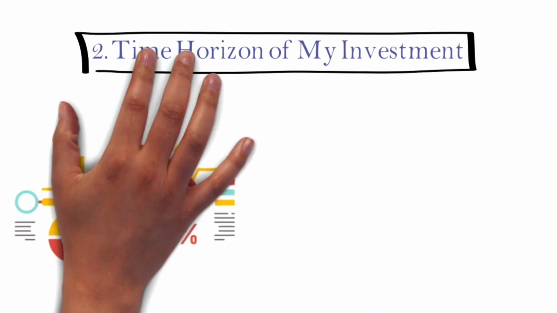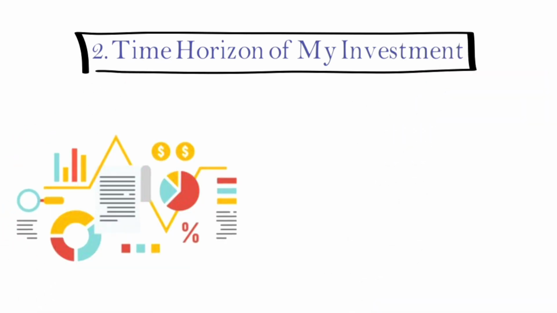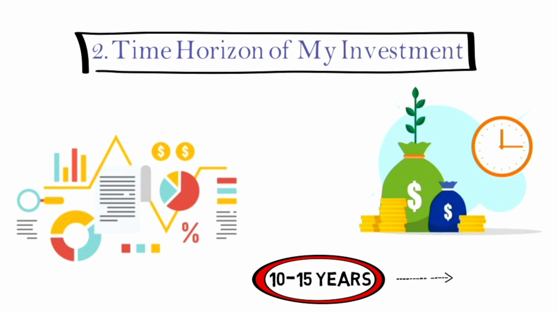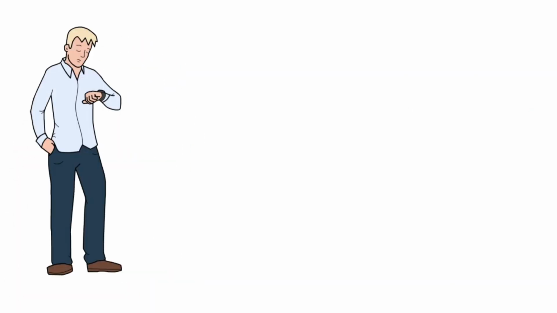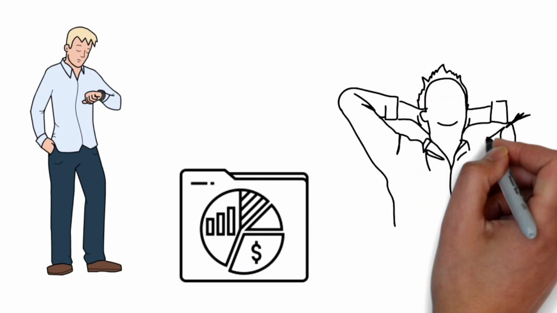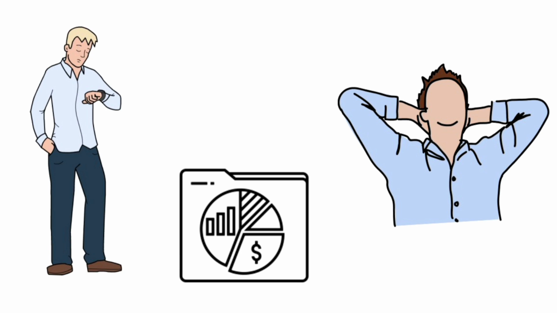Number 2. For how long can I stay invested? If you look at the historical data, then stock investments have generated good returns over the long term. Hence, an investment horizon of 10 to 15 years is considered ideal. But if your financial goals demand a shorter horizon, then you might want to create a diversified portfolio that helps you fulfill your goals within the laid down time.